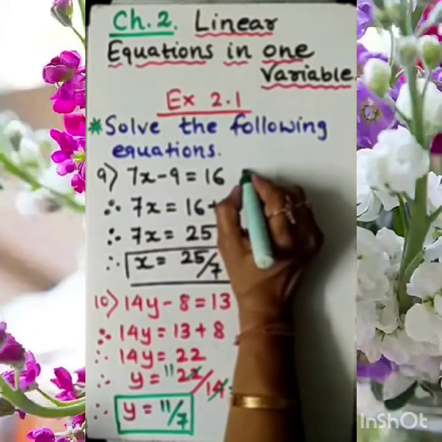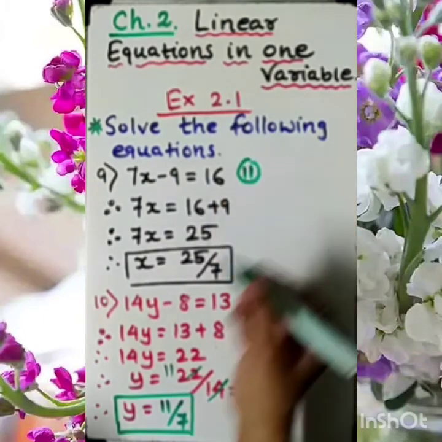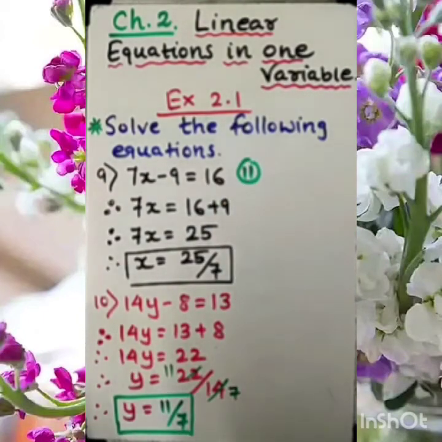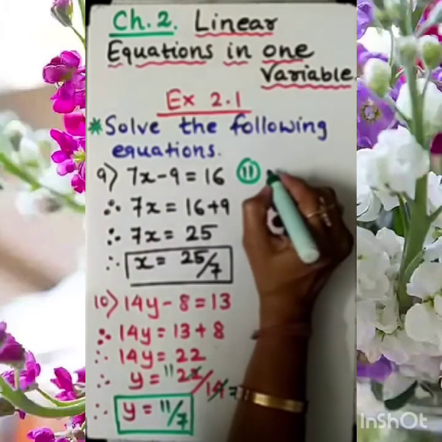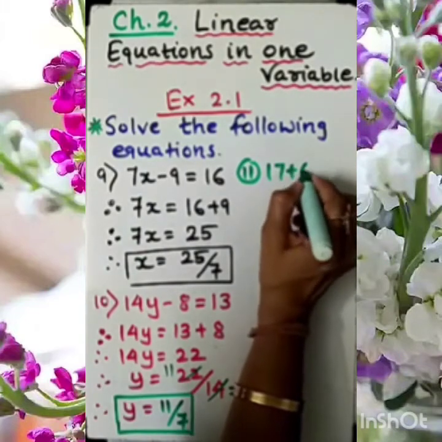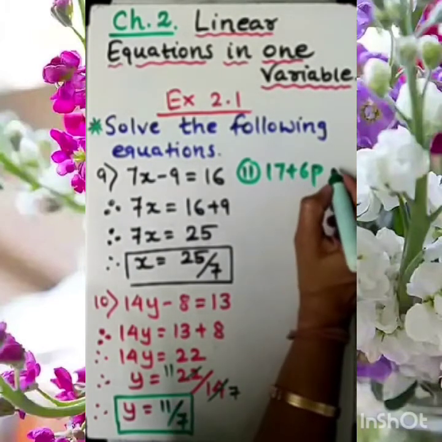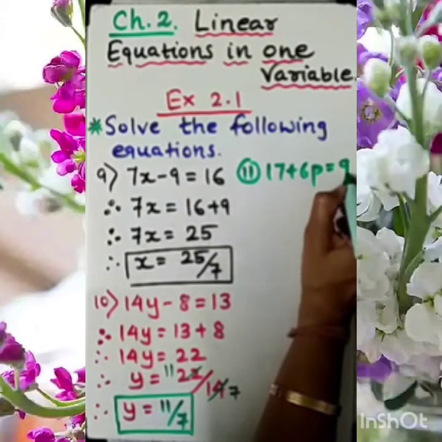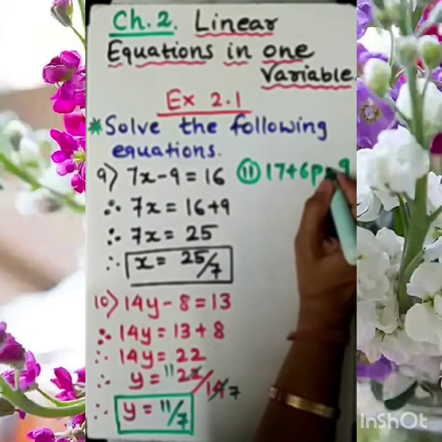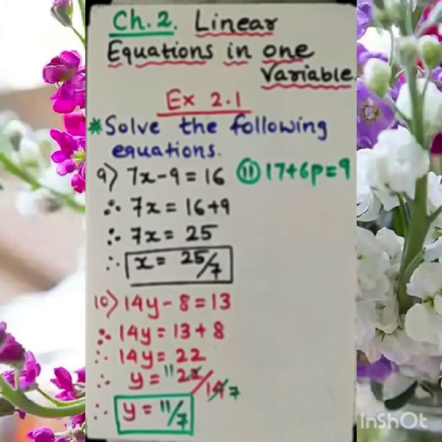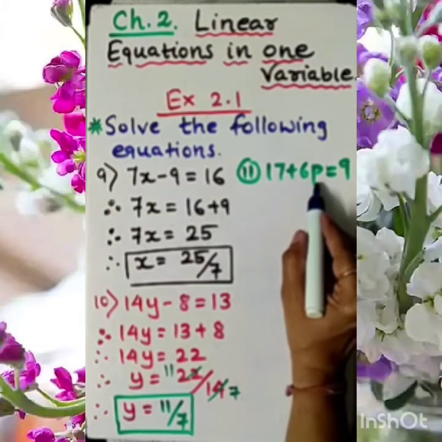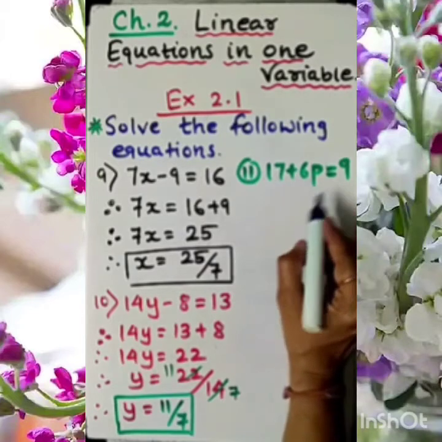Now, let's move on to the 11th. What is the question for the 11th? The question is 17 plus 6p equal to 9. So, dear student, here you can see the variable is p. We want to find the value of p here.